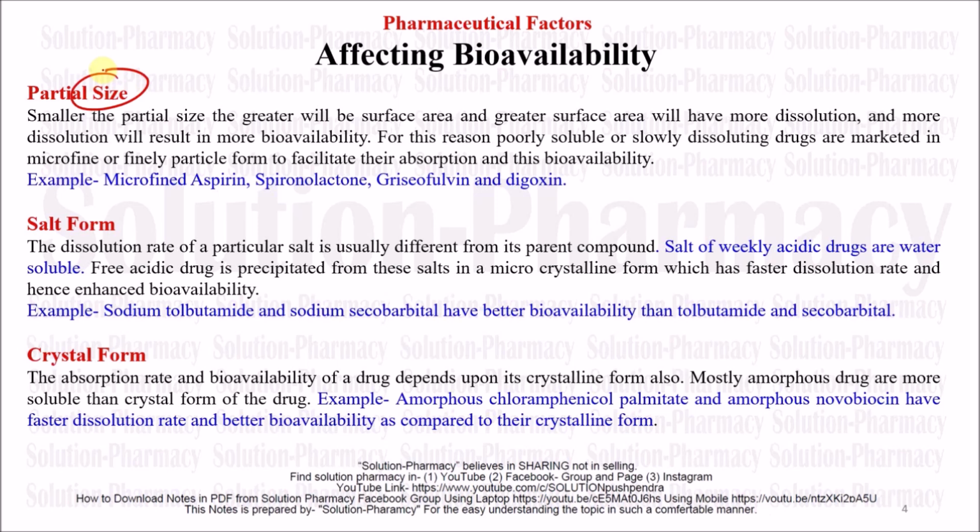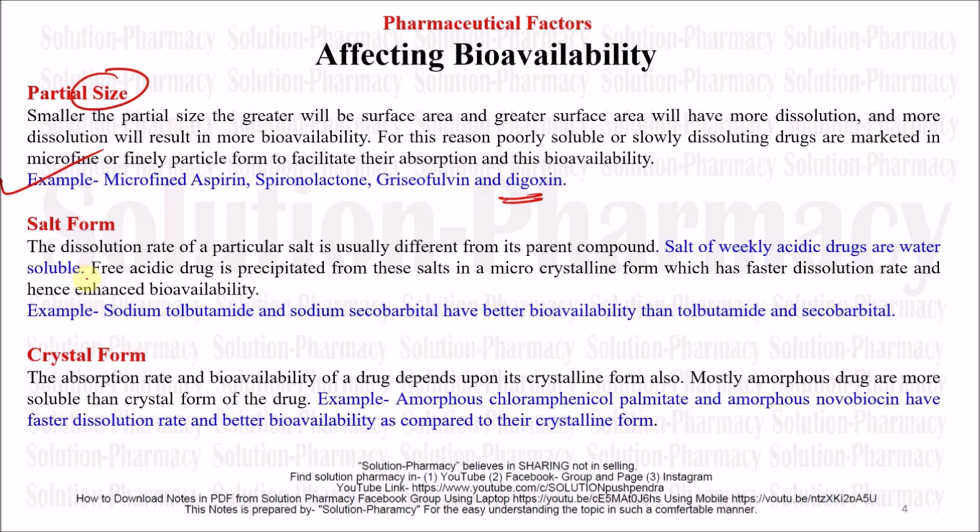Particle size is very important for the determination of bioavailability, as the rate of absorption of a drug can be affected by particle size, because if the particle size is smaller, the dissolution will be faster, and if the dissolution is faster, the absorption will be faster, and that may affect bioavailability. The lesser the particle size, the larger the bioavailability. Examples are microfine aspirin, spironolactone, griseofulvin, and digoxin, which show very fast absorption because of their particle size.